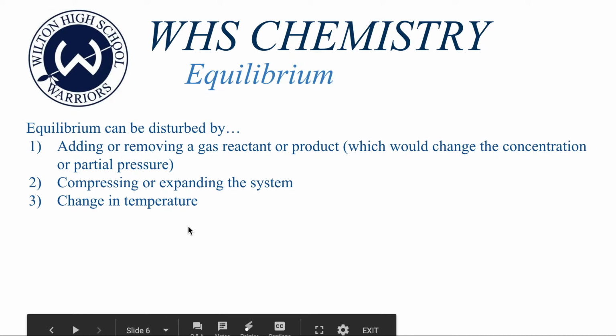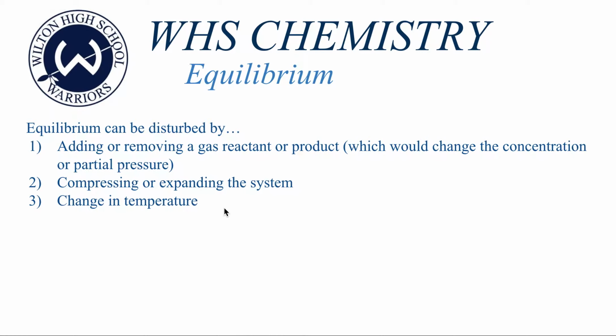So equilibrium can be disturbed by either adding or removing a gas reactant or product, and that would change the concentration or the partial pressure. You can also be compressing or expanding the system, which would clearly change the pressure or concentration, and a change in temperature. And we'll talk more about temperature when we talk about Le Chatelier's principle.